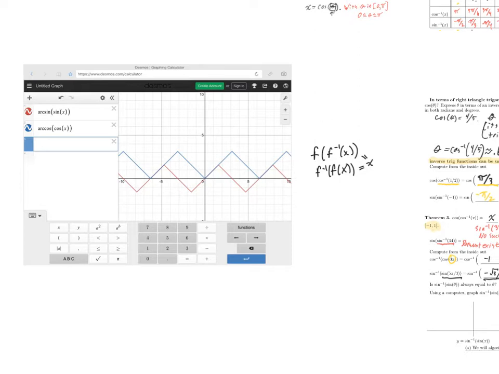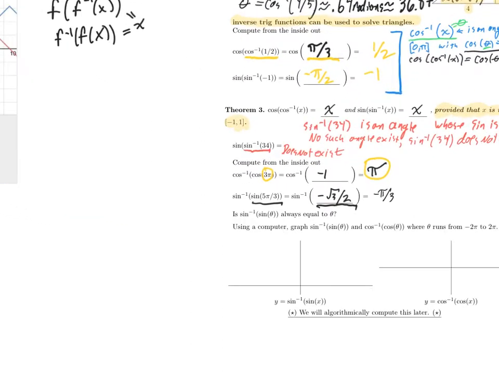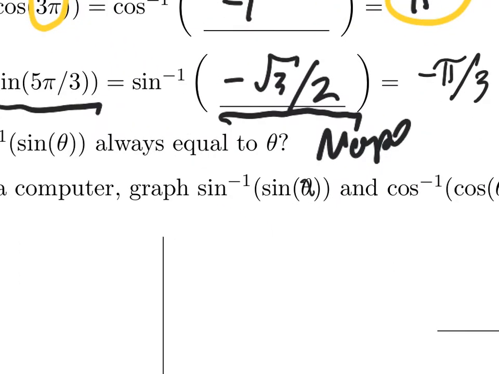But here's the point. Are each of those graphs exactly the same as the graph of y equals x? They're not. Not the same as just y equals x. So there you can really see, is the inverse sine of the sine of an input always the same as that input? Nope. So I guess I've been saying theta, I may as well change the variable name to x. It doesn't matter what the variable name is.